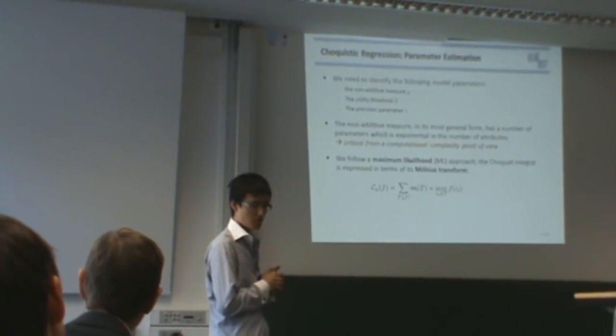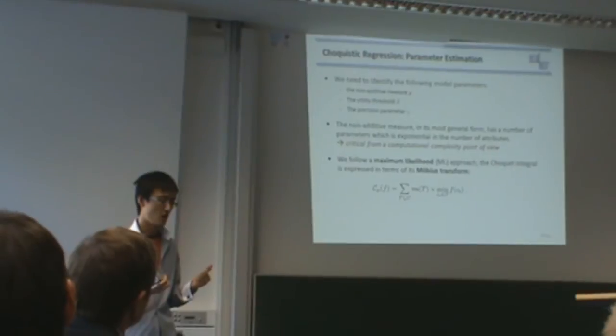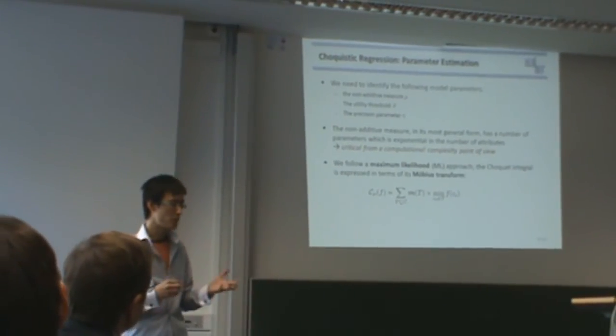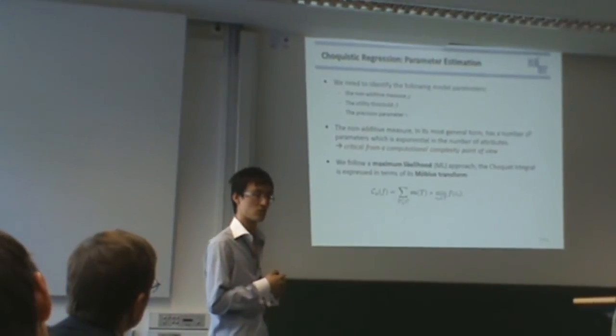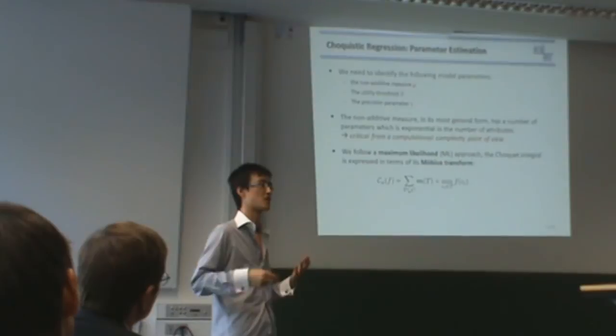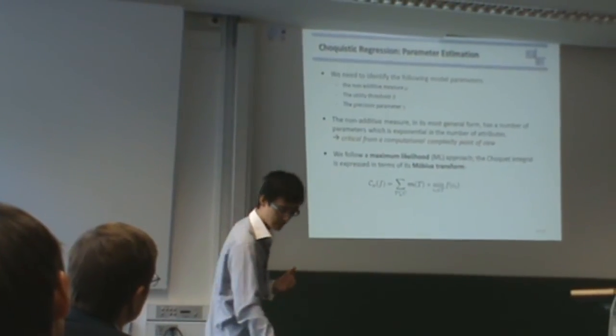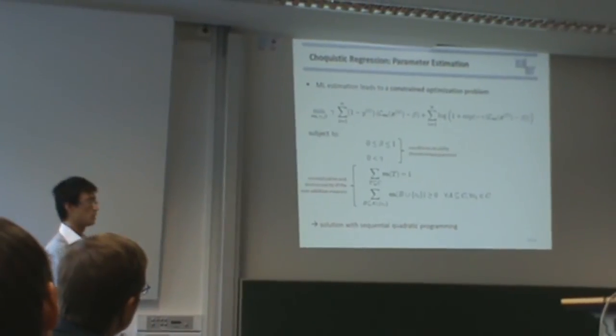Then we use a maximum likelihood approach to get the parameters. And a very important detail here is that we represent this Choquet integral during the optimization using the so-called Möbius transform. It's basically the same thing, but this kind of transformation can give you some mathematical convenience. Okay, so this is the optimization formulation.